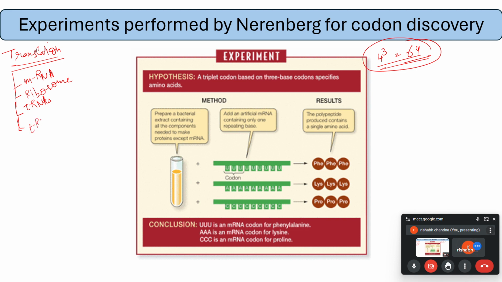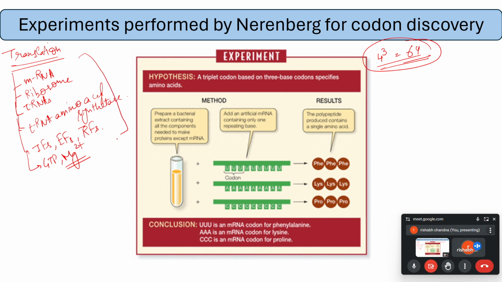Then we require tRNA synthetase, the aminoacyl-tRNA synthetase. Then we require different IFs. For prokaryotes we require three IFs. For eukaryotes we have multiple IFs. Then we require EFs and release factors. And lastly we require GTP, Mg2+, and all those things. So these are the things that are required during the translation cycle.